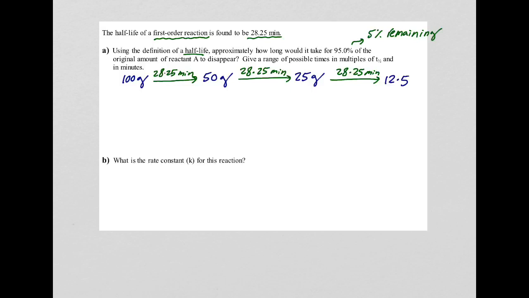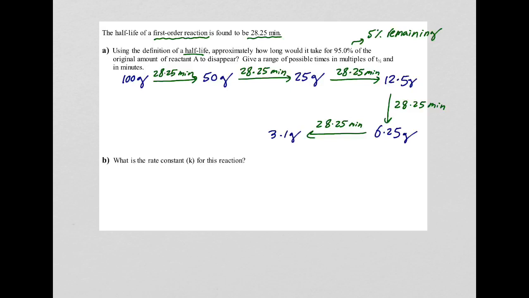Okay? Now, another 28.25 minutes is going to pass. What's going to happen? This is going to become half. What is half of 12.5? It's 6.25. Okay? Now, another 28.25 minutes is going to pass. This is going to be half of that. Half of that is 3.1 grams.